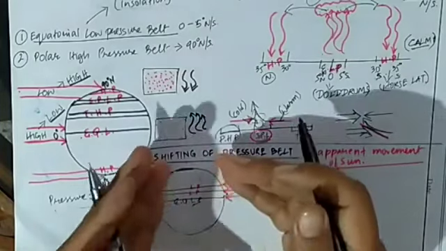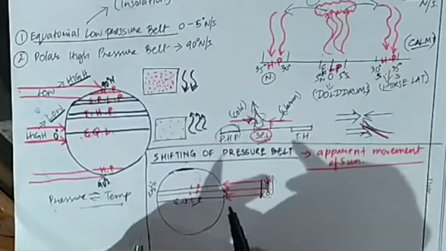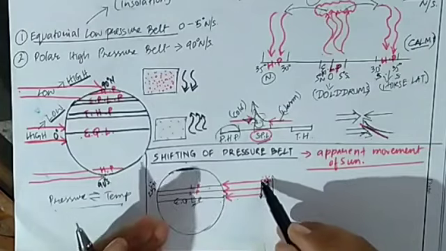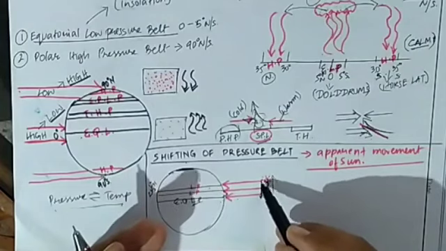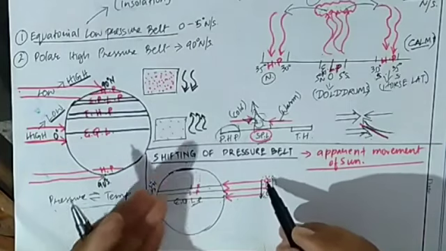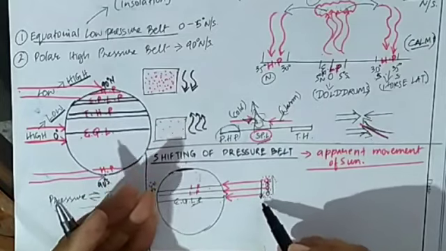Again, the sun is not fixed at the Tropic of Cancer, isn't it? The sun will again start shifting towards the south. Gradually, when it starts shifting towards the south, the area where the low pressure was forming will also shift towards the south with the movement of the sun, isn't it? So this phenomenon is known as the shifting of the pressure belt.